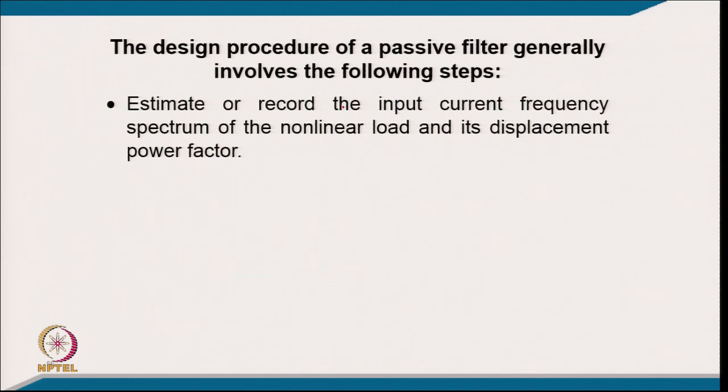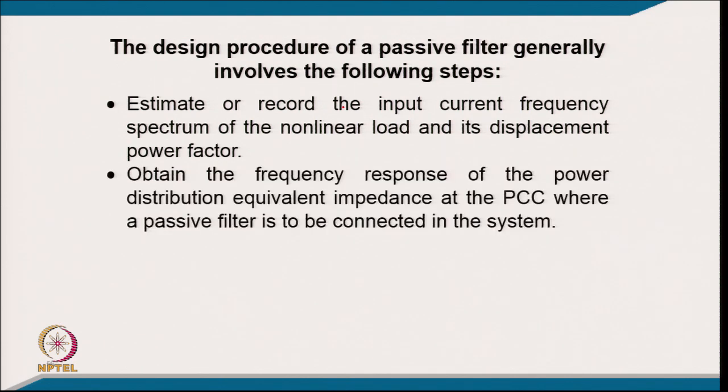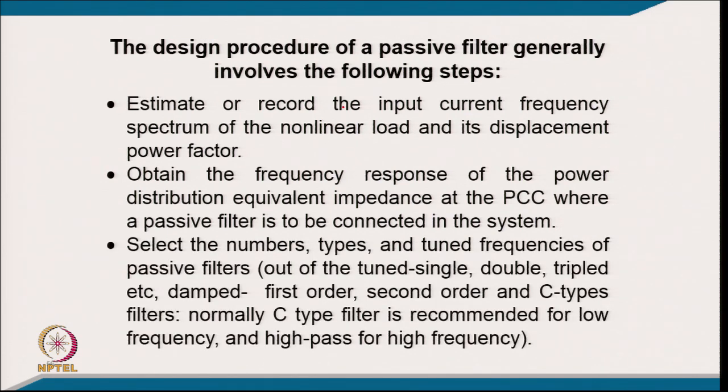So, we will discuss now the analysis and design of passive power filter. The design procedure for passive shunt filter generally involves the following steps: estimate or record the input current frequency spectrum of nonlinear load and its displacement power factor, obtain the frequency response of the power distribution equivalent impedance at PCC, where the passive filter is to be connected in the system, and select the number, types and tune frequency of passive filters: out of tune single, double, triple, etc., and damped first order or second order or C type filter.